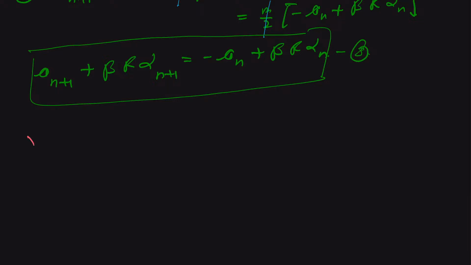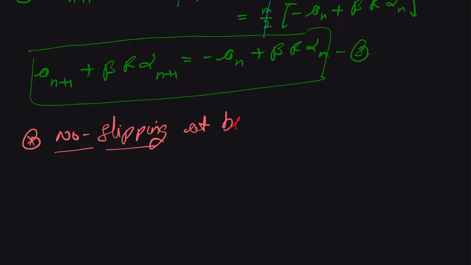And we are given that there is no slipping. So there is no slipping at both the top as well as the bottom contact of the cylinder. Okay, there is no slipping at both top and bottom.